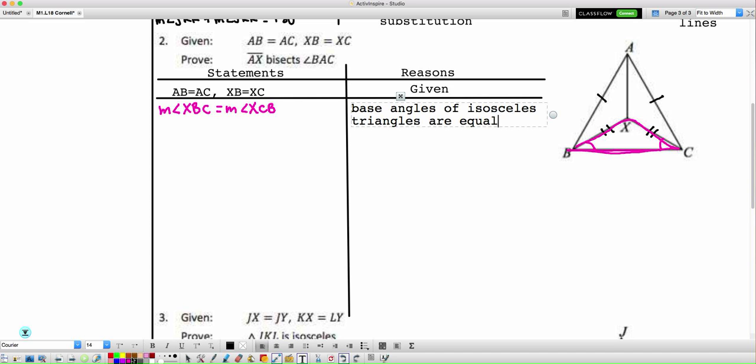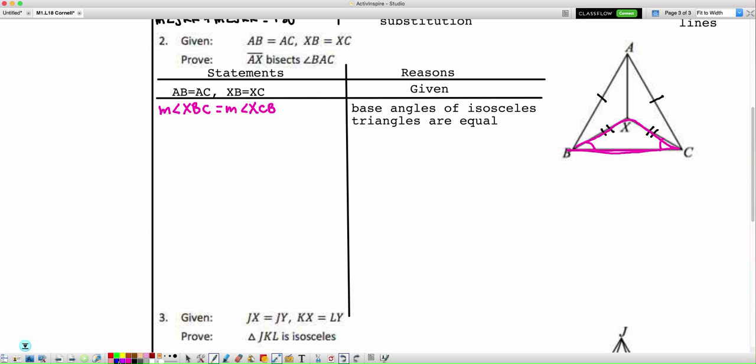I also know that there's another isosceles triangle. So if I were to look at, say, the big triangle ABC, then on the big triangle, I also know that this whole angle is equal to this whole angle. So I'm going to write that out. The measure of angle ABC is equal to the measure of angle ACB. And that would be for the same reason, because that's a big isosceles triangle. So you can highlight that if you want to, but you don't have to.